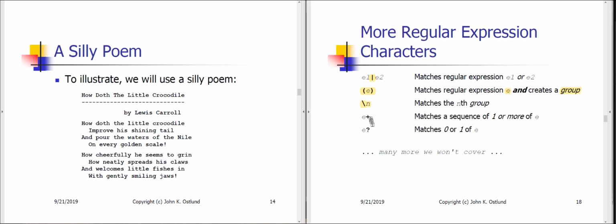Somewhat similar to the star, we have plus, which modifies the meaning of the regular expression in front of it to mean one or more occurrences of that regular expression. And question mark, which again modifies the meaning of whatever's in front of it, meaning to match either 0 or 1. Okay, so star matches 0 or more, plus matches 1 or more, question mark matches 0 or 1 of whatever the preceding regular expression is. Let's see examples of these things.